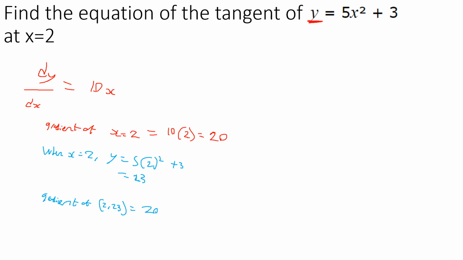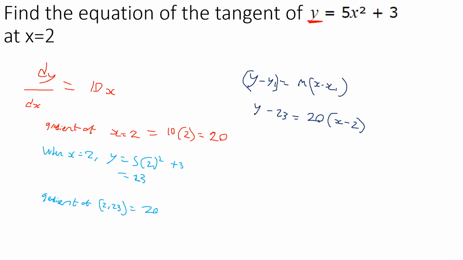Okay? So now what we need to do is put it in the form y equals mx plus c. The way we can do that is we use a formula. y minus y1 is equal to m(x minus x1), right? And that will put it into a linear equation. Let me show you how it works. So in this case, y minus, and our y in this case is 23, is equal to 20, which is our gradient, times x minus 2.